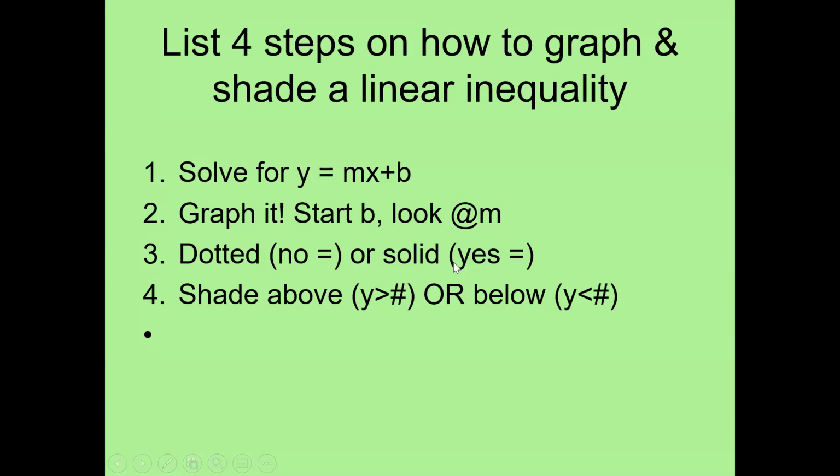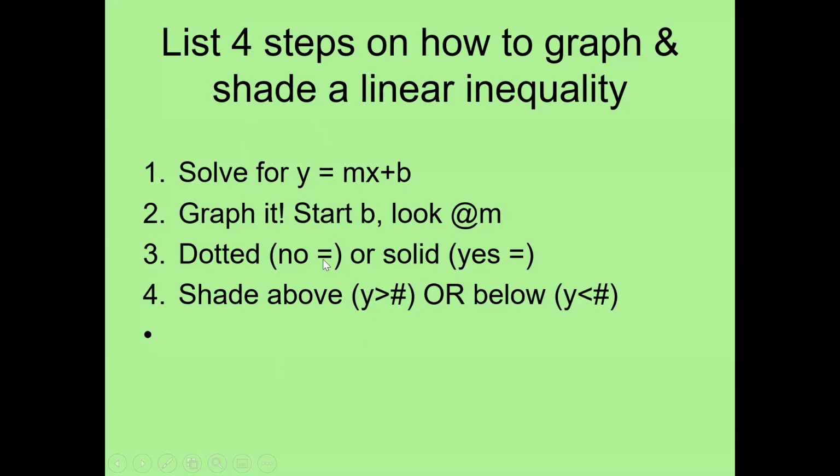So take a look over here. These are the 4 steps on how to graph and shade inequalities. In order to shade and graph something, you have to have it in slope-intercept form. So y equals mx plus b. You'll start at the b that either goes up and down and look at the number in front of the x, and it's either up and over to the right or down and over to the right.